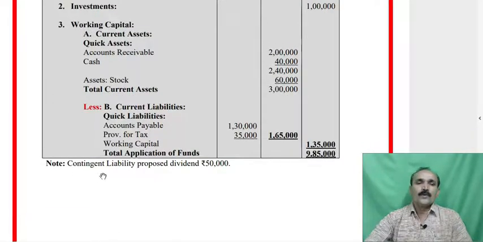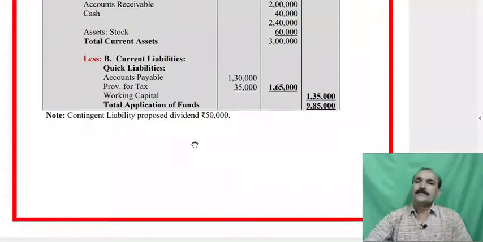Note: contingent liability, proposed dividend rupees 50,000 as per adjustment.